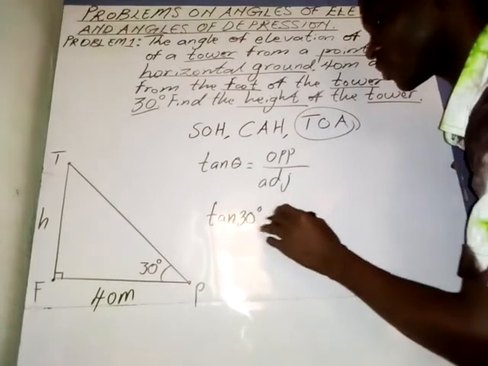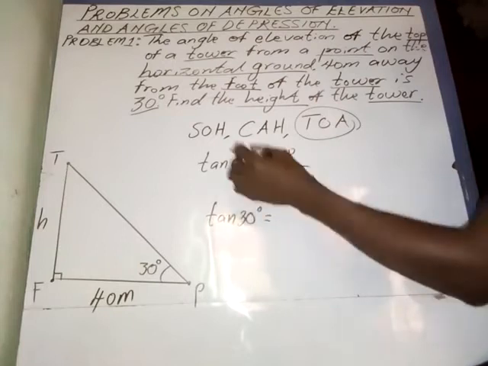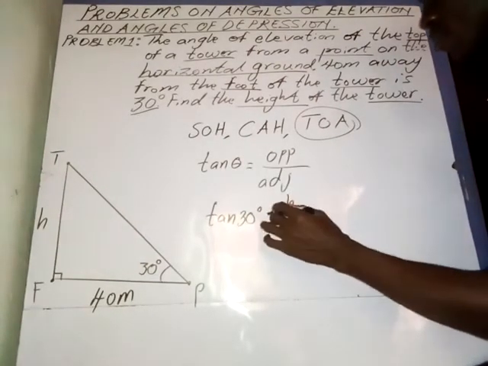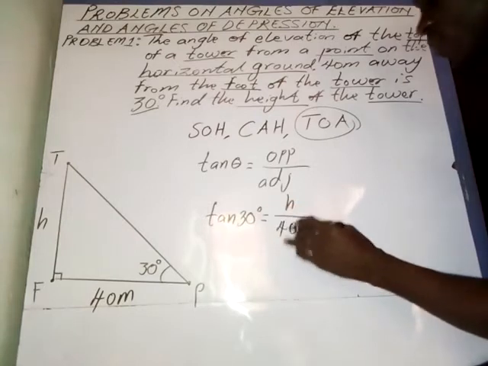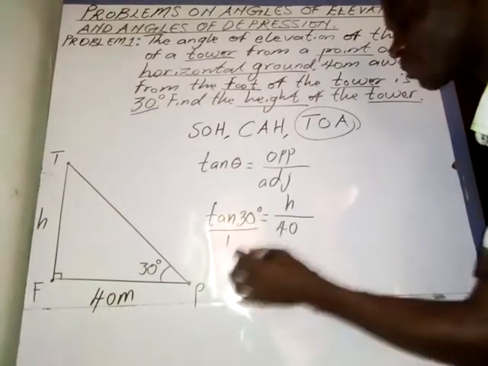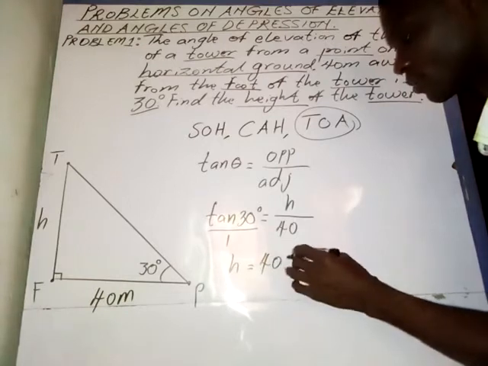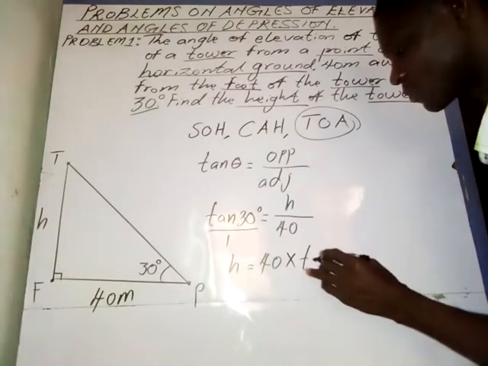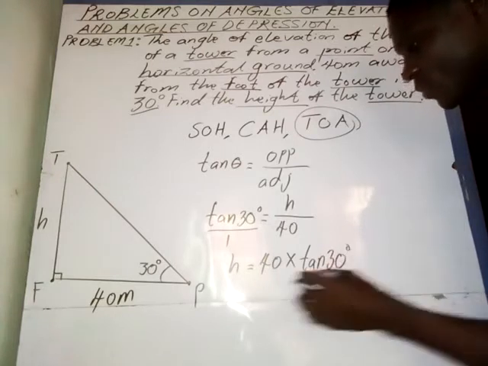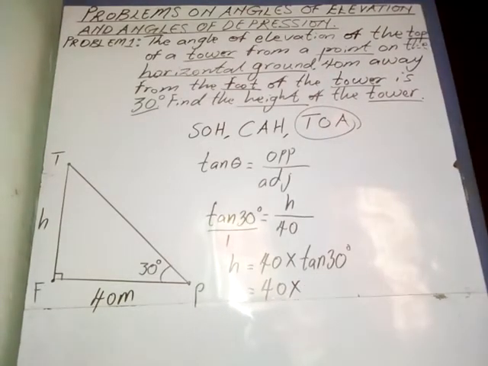So then we have tan 30 degrees equal to, so the opposite is H and the adjacent is 40. Then there is 1 under this, so we cross multiply. We have 1 times H, which gives us H, and this is equal to 40 times tan 30 degrees.